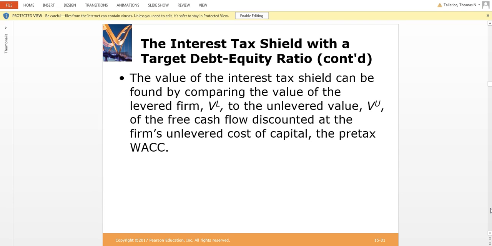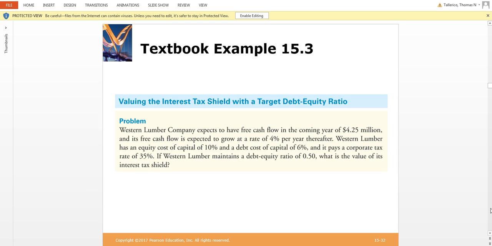All right, so I'll jump ahead a little bit. There's an example here which is in your book on page 15.3. Western Lumber Company expects to have a free cash flow of 4.25 million, and it's going to grow at a rate of 4% a year thereafter. Their equity cost of capital is 10%, their debt cost of capital is 6%, and their corporate tax rate is 35%. So if Western Lumber maintains a debt to equity ratio which is 50-50, what is the value of its interest tax shield here?